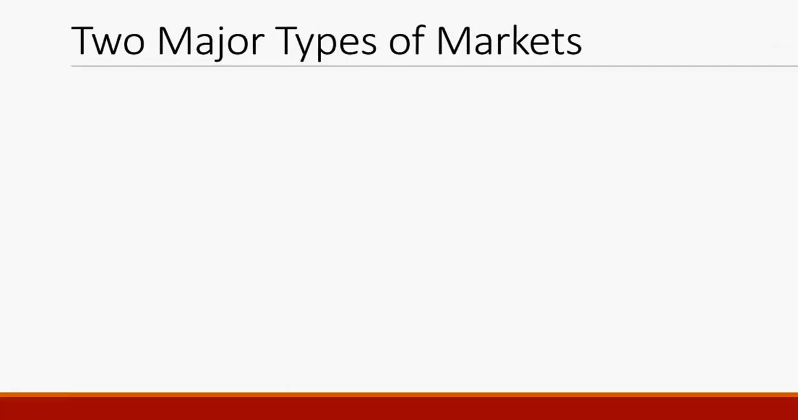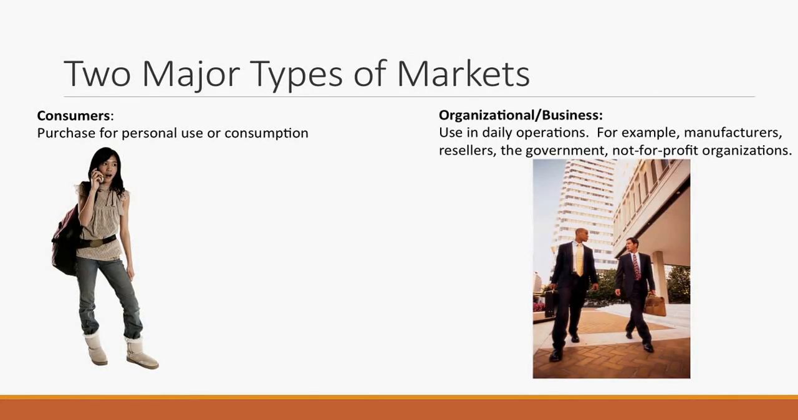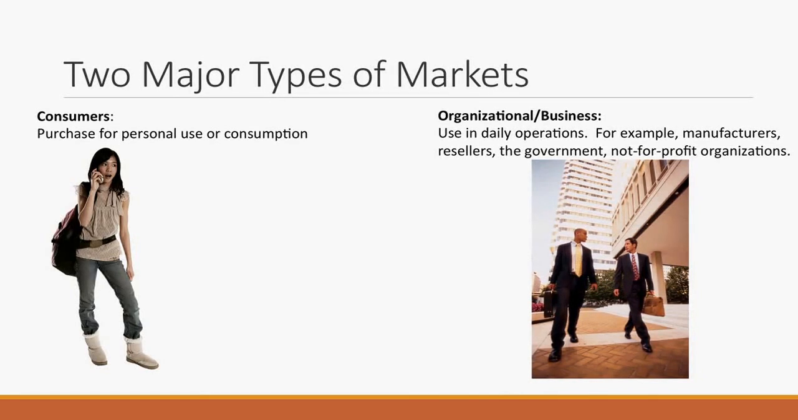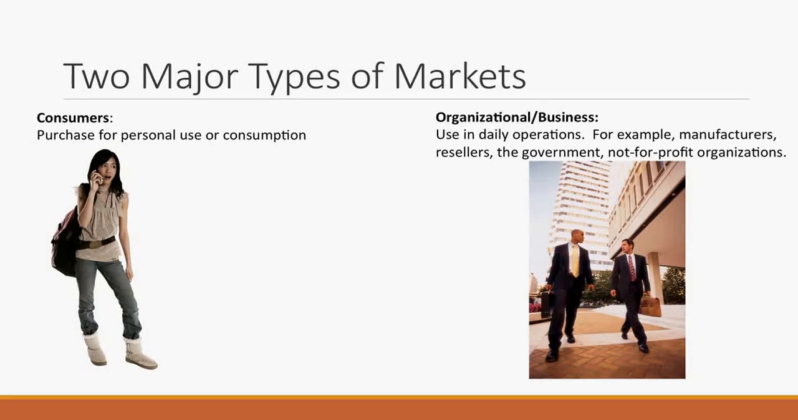So let's get started. The first thing to point out is that there are 2 major types of markets. We can classify markets as either consumer markets, and in consumer markets, that is when people purchase for their own personal use or consumption, or a member of their family, or it might be a gift to another individual. Another major market type is that of an organizational or a business market. In this situation, a business or an organization buys the product to use in their daily operations. For example, manufacturers, resellers, the government, and many not-for-profit organizations buy products as well.